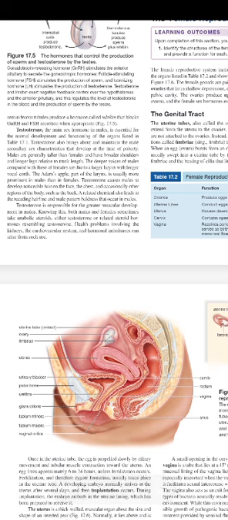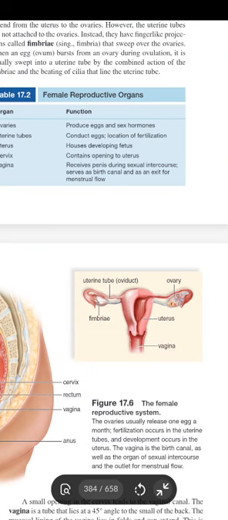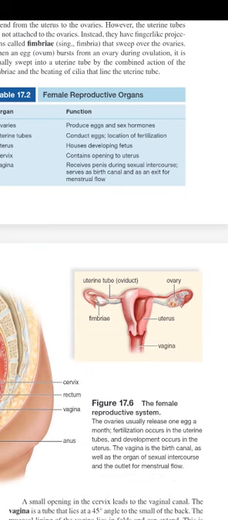I think there's also a question asking for the labeling of the female reproductive system. So this is the female. This is also an overview of the inside structures.